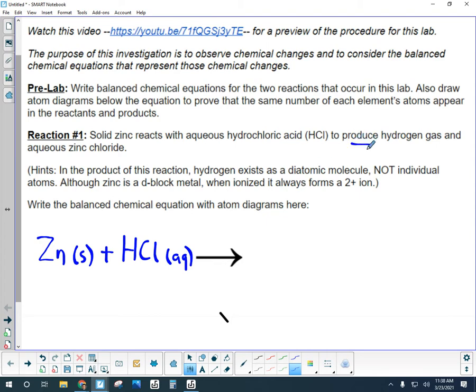Our product is hydrogen gas. That's what's going to ignite, hopefully, on step 2. And aqueous zinc chloride. So we did this lab, we did the empirical formula, and we found that the formula is ZnCl2. And it is also aqueous, so it's dissolved in water in the end.